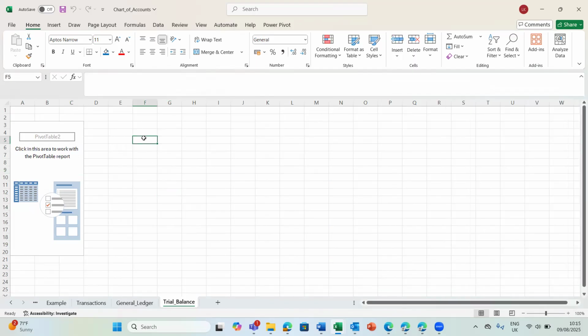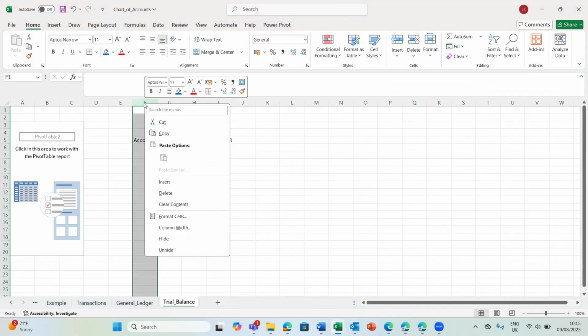I'll need the list of account, and perhaps account type, then the amount. Okay, amount, that is the amount DR and amount CR. So this is how I want my trial balance to look like.